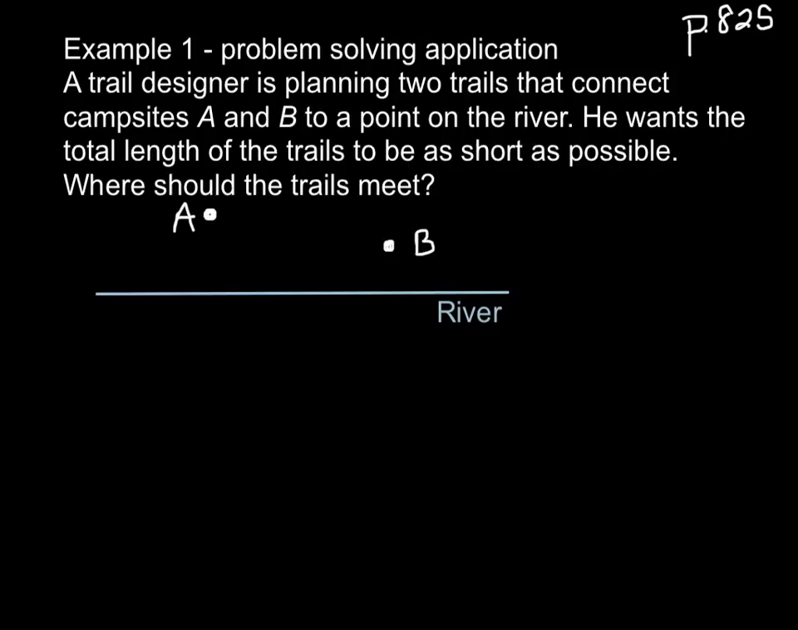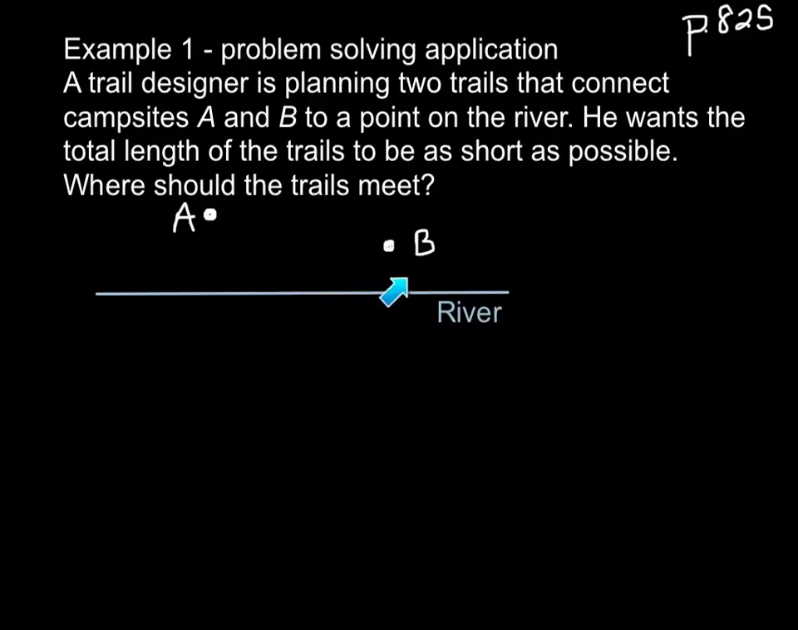This is found on page 825 in your book. A trail designer is planning two trails that connect campsites A and B to a point on the river. He wants the total length of the trails to be as short as possible. Where should the trails meet? So when you're looking at this problem, let's understand what it's asking. The problem asks you to locate a point on the river.